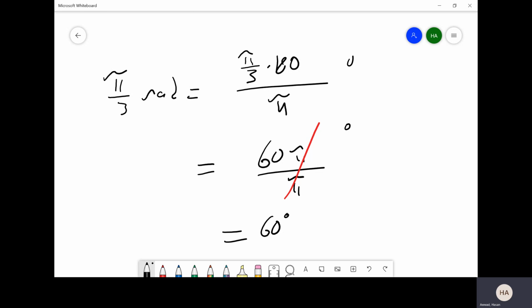Okay, and just to do one more example, because I'm not going to make you guys do a classwork example on this, one more example of this is if I gave you, let's say, negative 2 pi over 9, right?